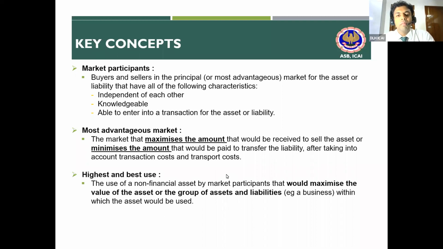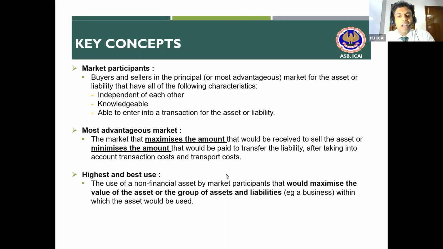So it means the market which maximizes the amount which I am going to receive by selling an asset, and the market which minimizes the amount which I am going to pay to transfer a liability, that is called the most advantageous market. Then we have another definition, highest and best use. What is highest and best use?